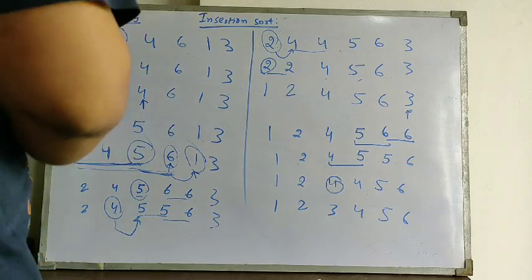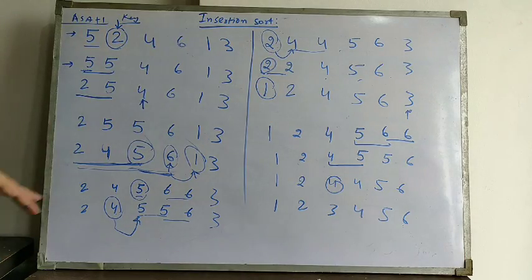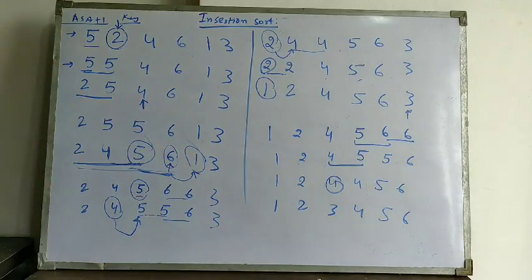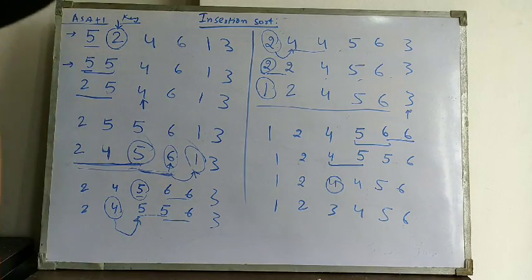Now I reach the starting of the array, so I will just place 1 here. This is my starting key. Now I reached the end of the array, and this is my already sorted array. I need to put 3 here.